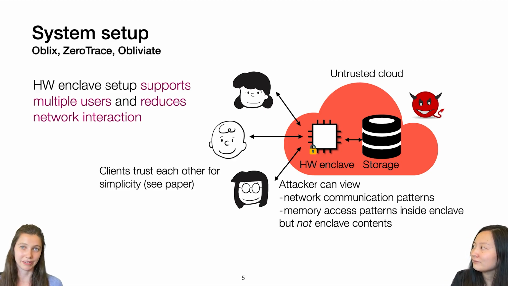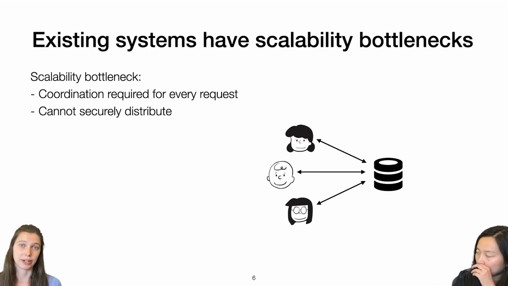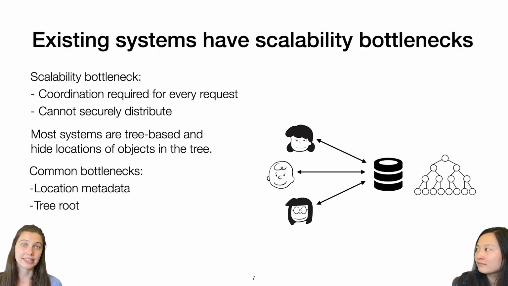So this sounds great, Vivian, but existing oblivious storage systems all have scalability bottlenecks. And by scalability bottleneck, I mean that there's a component where coordination is required for every request, and that component can't be securely distributed. Many existing ORAM protocols are tree-based and hide the location of objects in a tree. And this leads to two common bottlenecks.